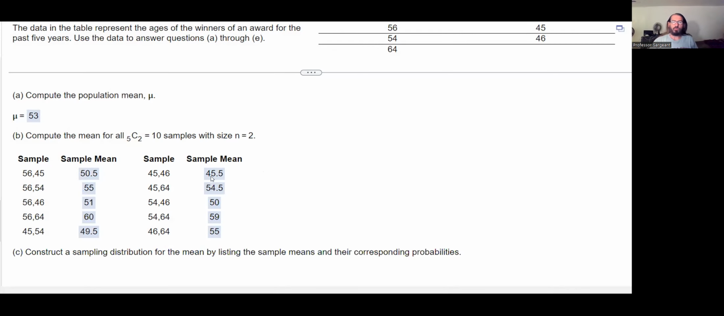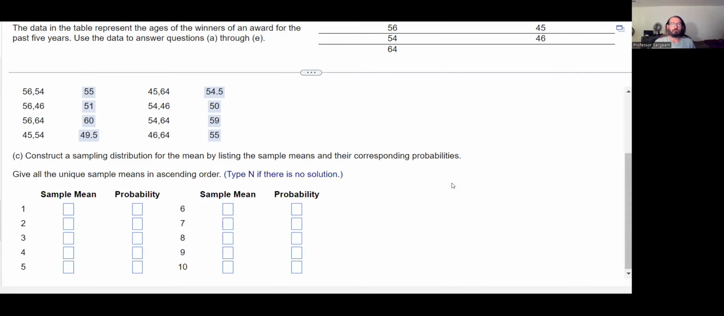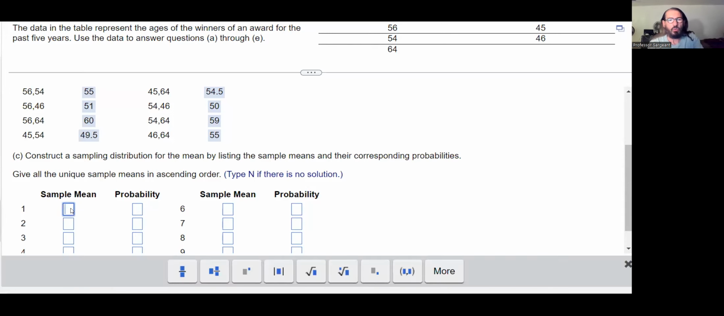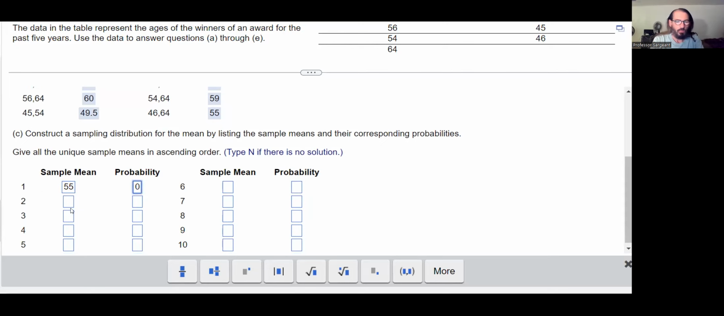Construct a sampling distribution for the mean by listing all the sample means and their corresponding probabilities. Let me think for a moment here. I could be way off here, but let's try this. The first sample mean that I came up with was 55. That's showing up twice out of the 10. So 2 out of 10 or 0.2.